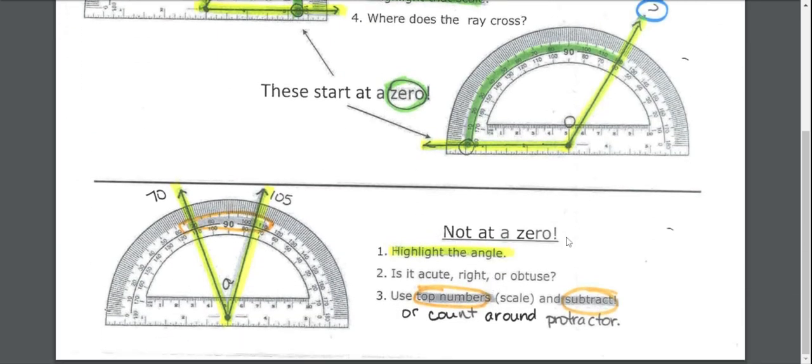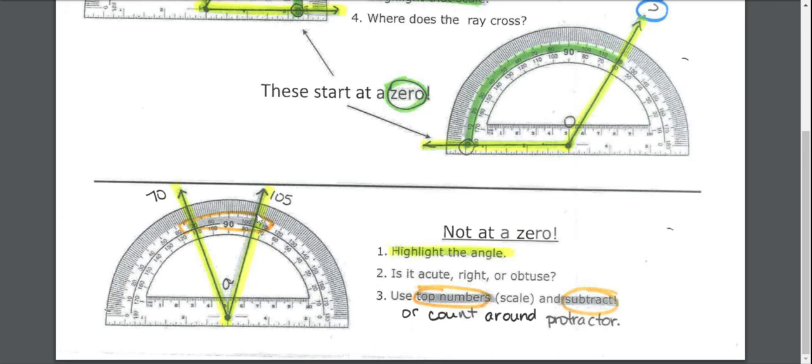But what happens if it's not at 0? I don't think we included that this week, but really and truly, it could happen. So again, you always want to highlight your angle. Here it is. It's an acute angle this time. That means my number needs to be less than 90. That kind of helps me.